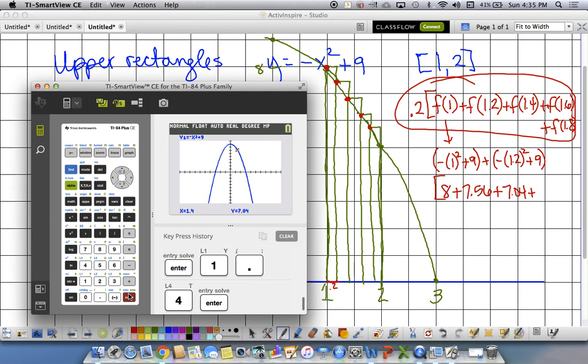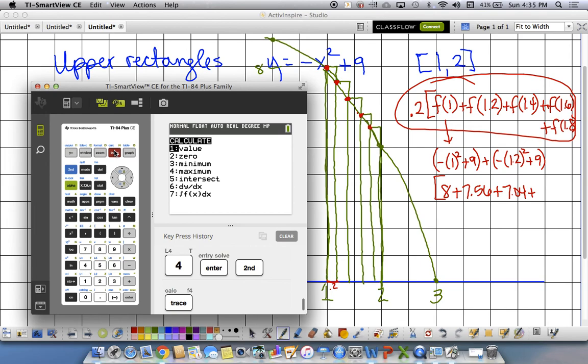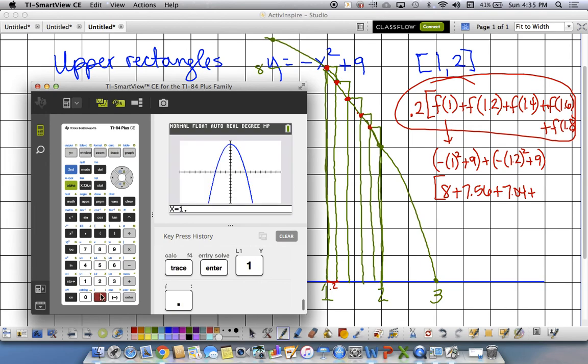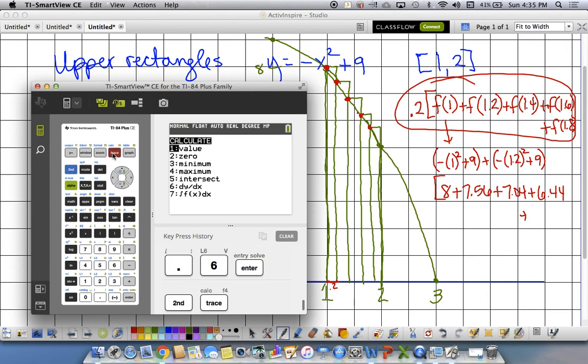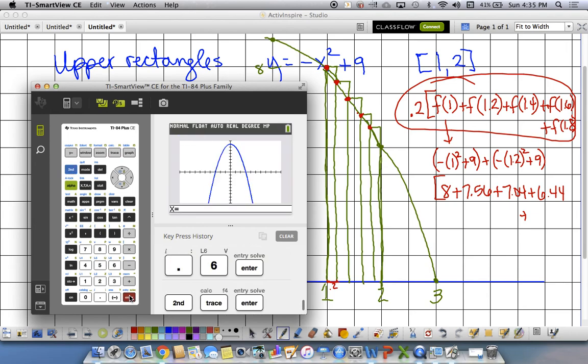Okay, I'm on the fourth one. So I need second calculate at 1.6. The value of 1.6. And I'm at 6.44. Again, my f of 1.8 is not going to lie on that same line. Second, calculate the value of 1.8. And I get 5.76.